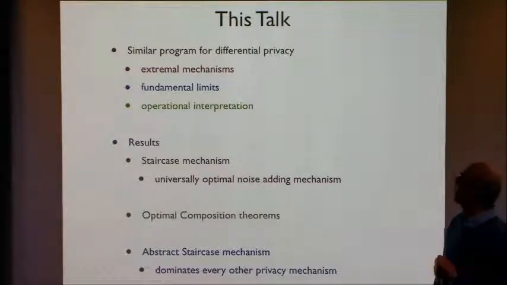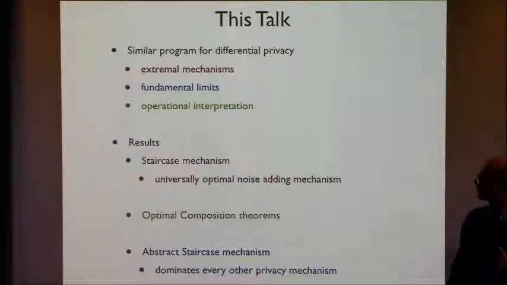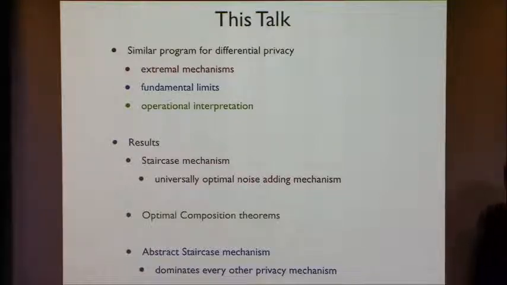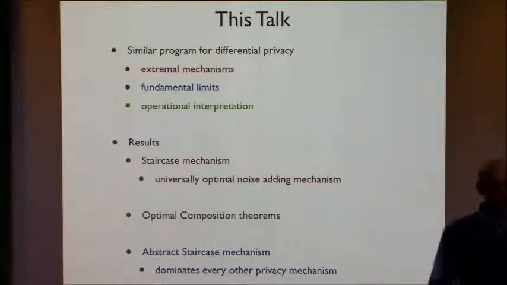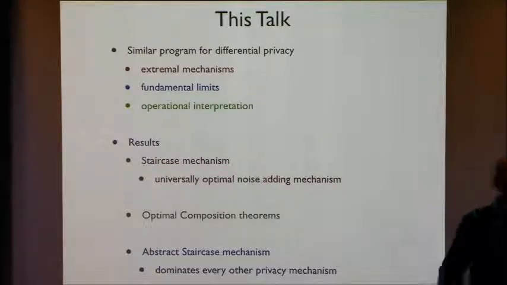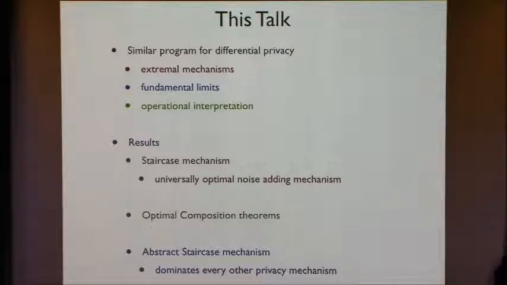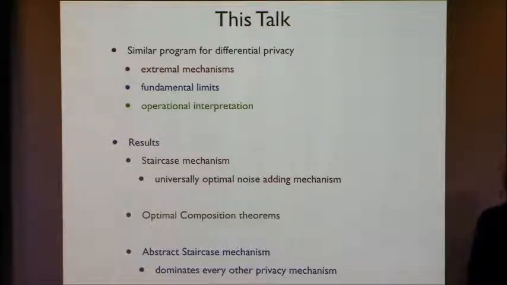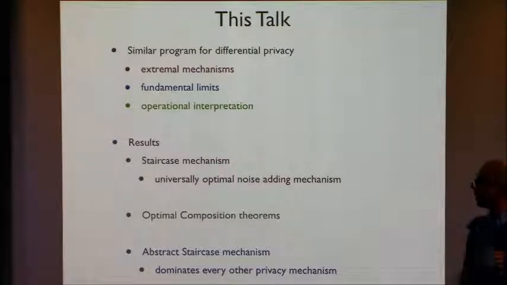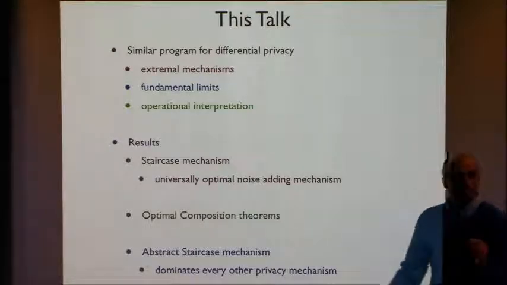One, I'll propose an extremal mechanism. I'll call it staircase to get started. It's a noise adding mechanism, so it's got real numbers, it's got an algebra of topology of real numbers or integers, so you can add things. And furthermore, it's only data independent. Once I try to understand what's happening here, we'll derive composition theorems.